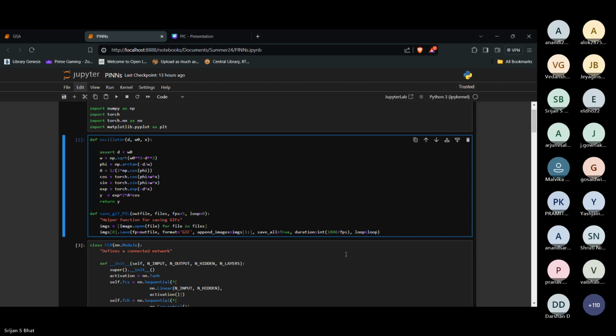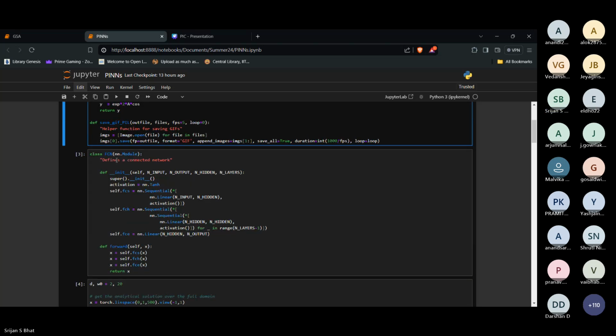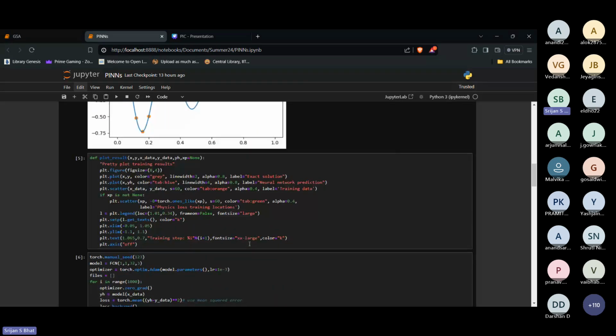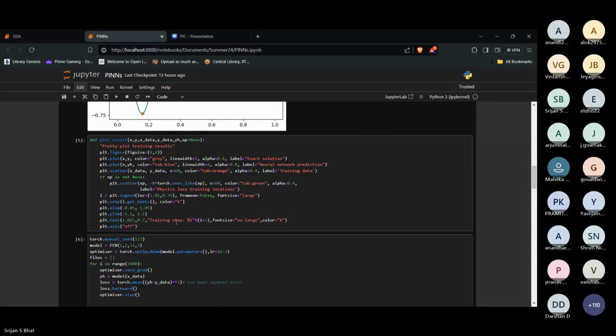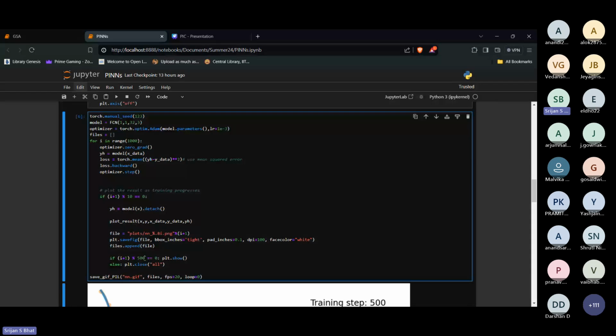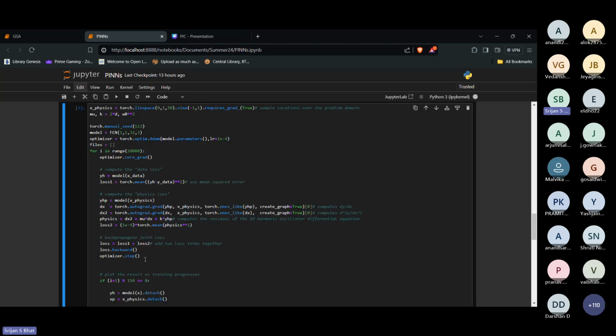So, and you can see this is the training data we have, and this is the exact solution. Now, so this is where training is done. So I have put it for, and let's train it for say 500 steps with 20.